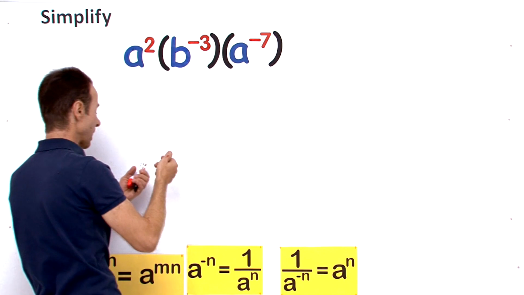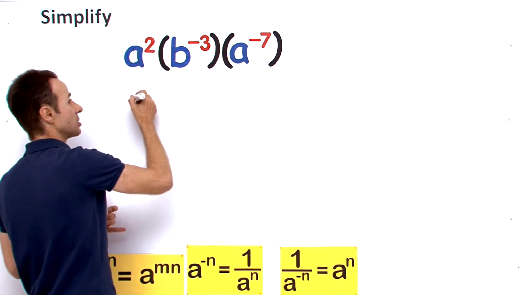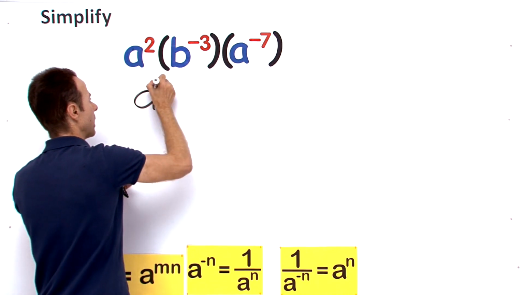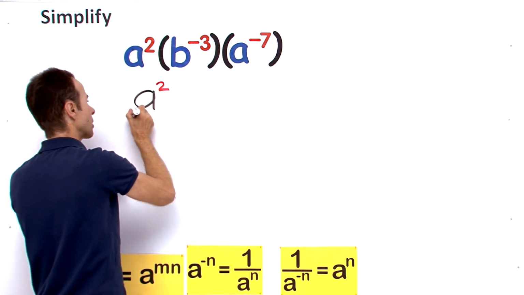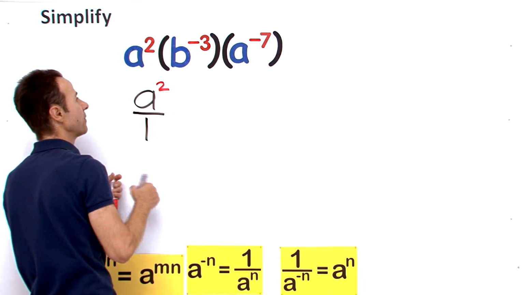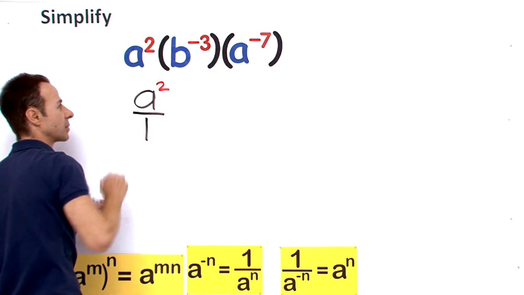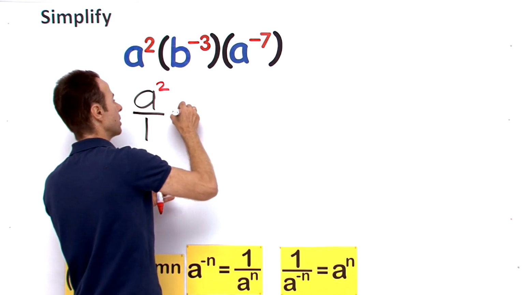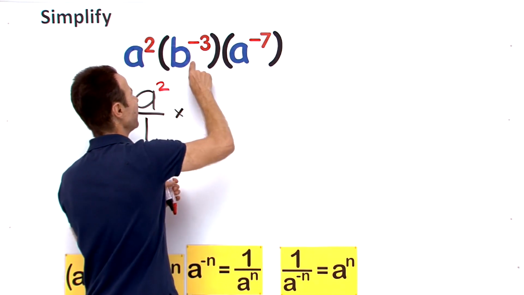So the first thing is we got a to the power of 2. So we write that down as a to the power of 2. And I'm going to put this over 1 because I just flipped it. Well, actually I haven't flipped it, I kept it the same. A squared over 1. Now, that's multiplied by, here we've got b to the negative 3.